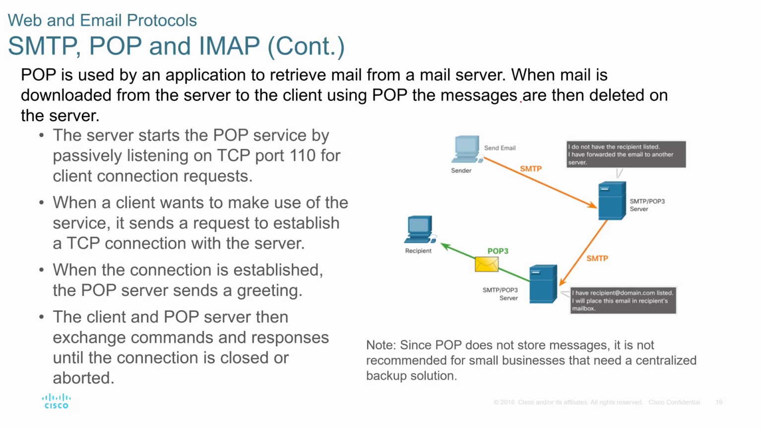When a client wants to make use of the service, it sends a request to establish a TCP connection with the server. When the connection is then established, the POP3 server sends a greeting. The client and POP server then exchange commands and responses until the connection is closed. In these commands and responses would be the user's password and username. Since POP does not store a message, it is not recommended for a small business that needs a centralized backup solution.